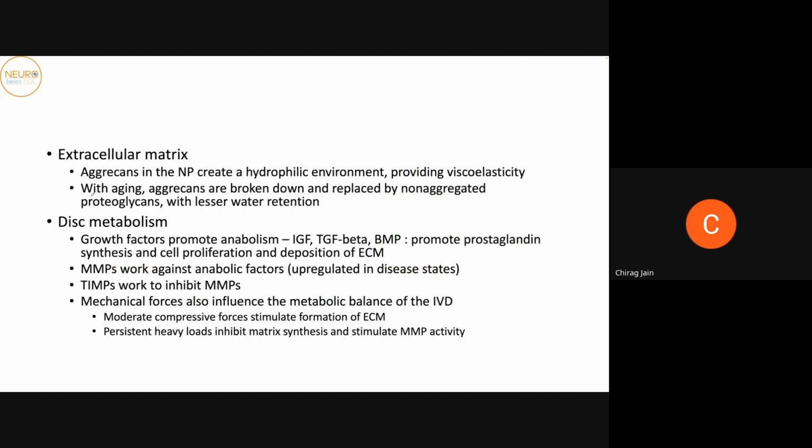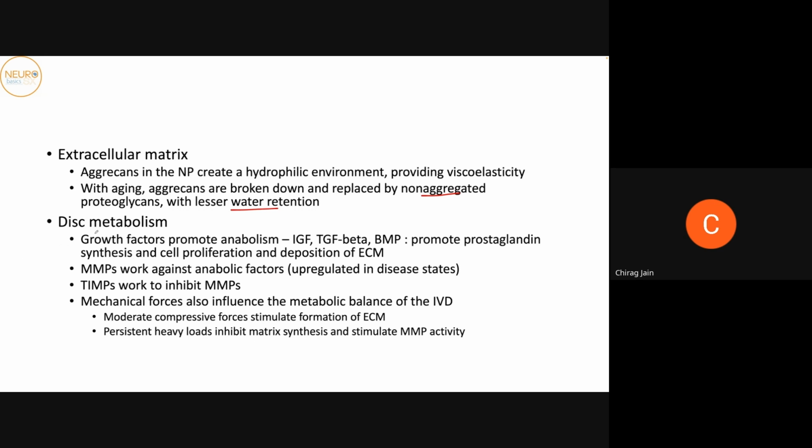The disc also has, apart from aggregans, collagen and other extracellular matrix components, and these are under constant anabolic cycles. The aggregans will create a hydrophilic environment, and we know that is what provides viscoelasticity. With aging, these will get broken down, and the proteoglycans get replaced. So from aggregans, they become non-aggregated proteoglycans, which have less water retention. As we age, the discs are able to retain less and less water, and that is what leads to stresses developing on the end plates and on the facets.